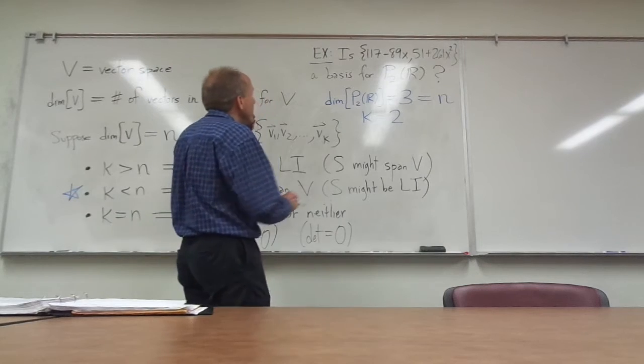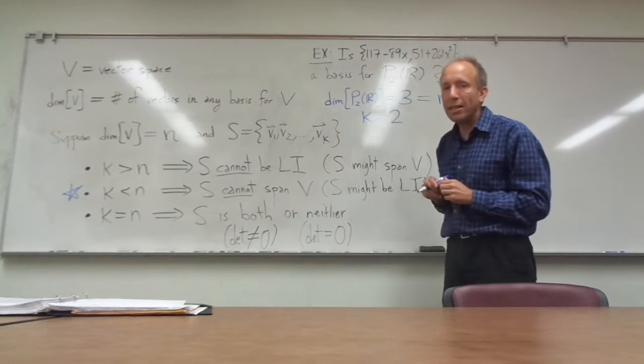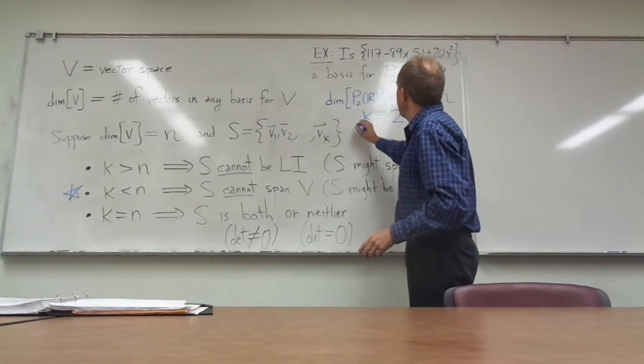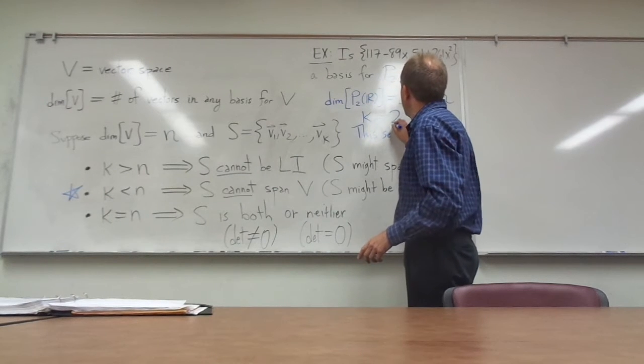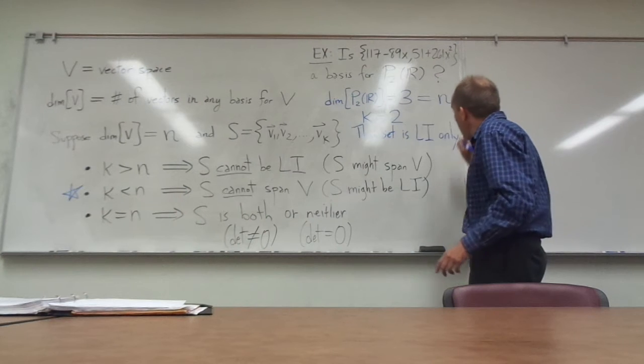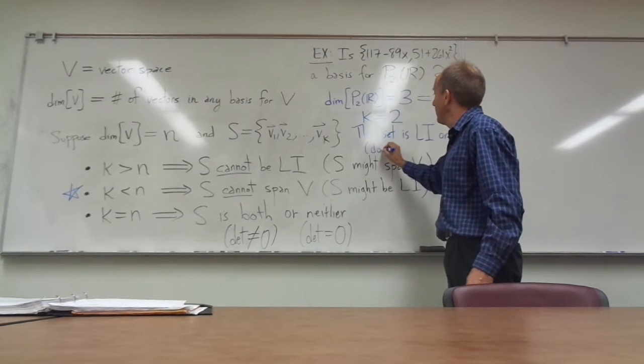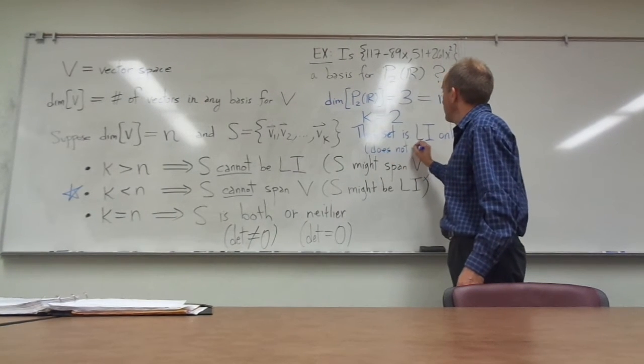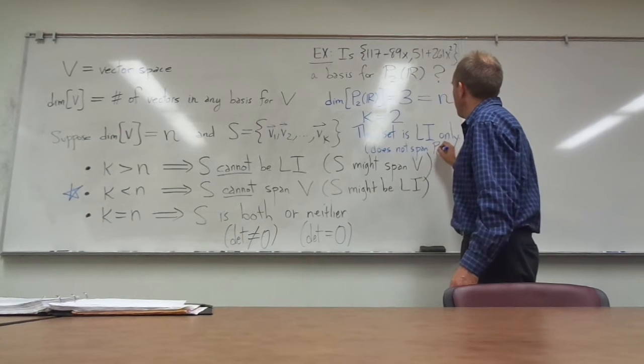It turns out that these 2 vectors are linearly independent. So this set is LI only. It is not a spanning set. It does not span P2 of R.